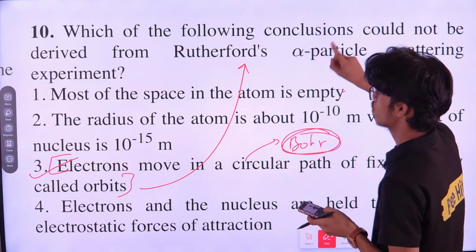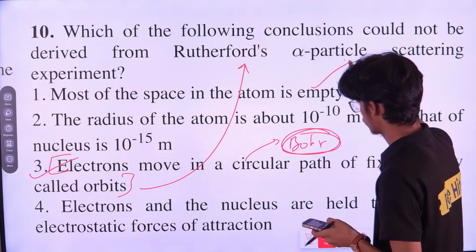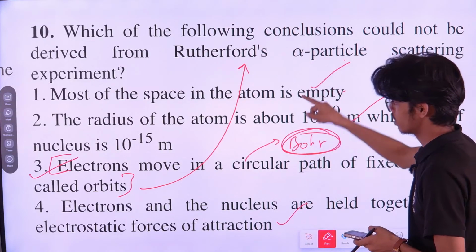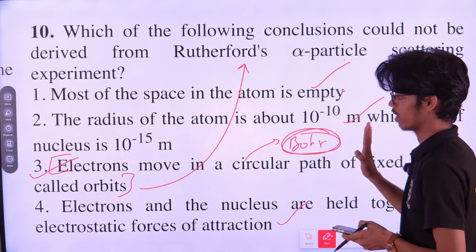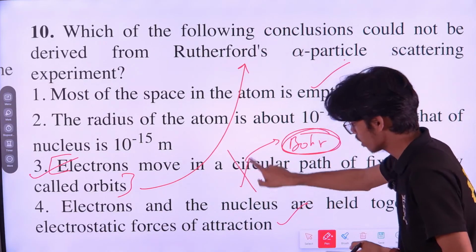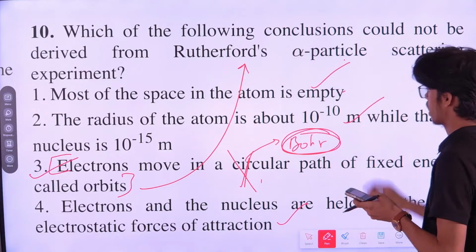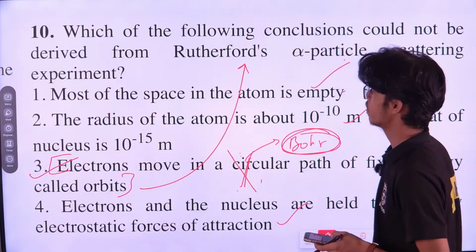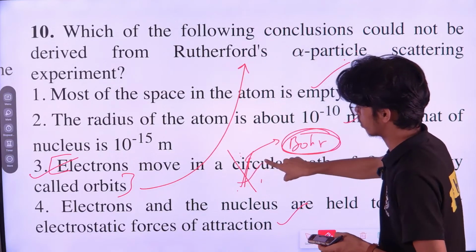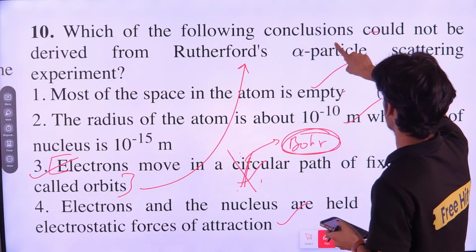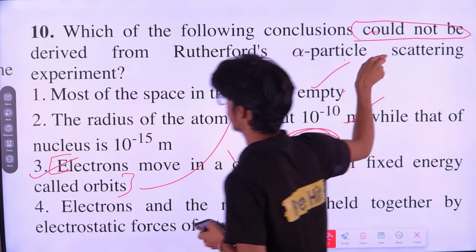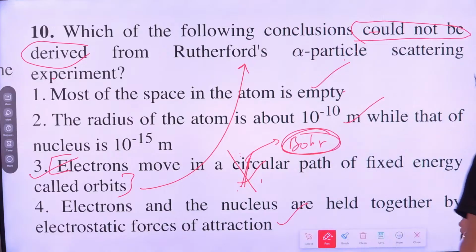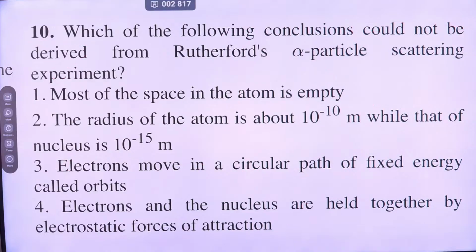This conclusion is right. This conclusion is right. This conclusion is right. These three conclusions are drawn from Rutherford's experiment. But this conclusion was not given by the alpha particle scattering experiment. Because it was not given by this experiment, that's why this is the answer, since the question asked which conclusion could not be derived. So this is a not-type question. Now let's go to the next question.